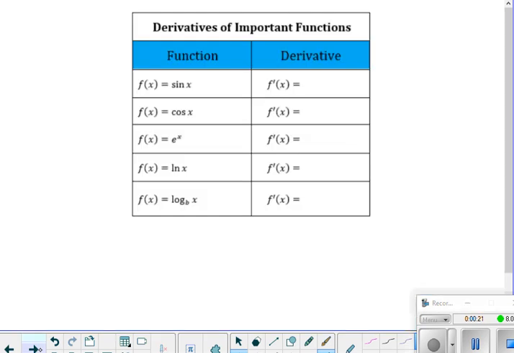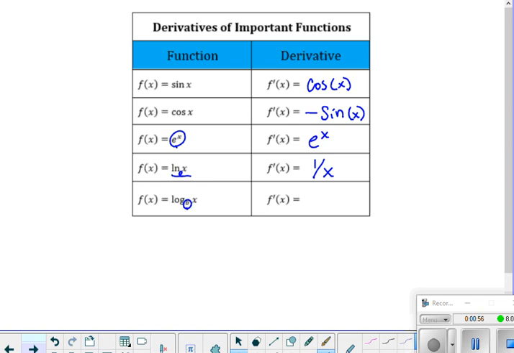All right, so this table will give you the answers to your probing questions of what is the derivative of these functions. So the derivative of sine is cosine. That's nice, huh? The derivative of cosine is negative sine. The derivative of e to the x is itself. It is e to the x. The derivative of natural log x is 1 over x. And so we know that that has a base of e.